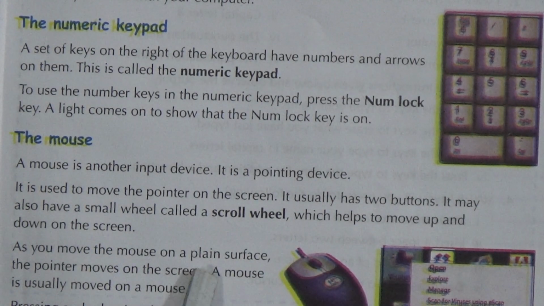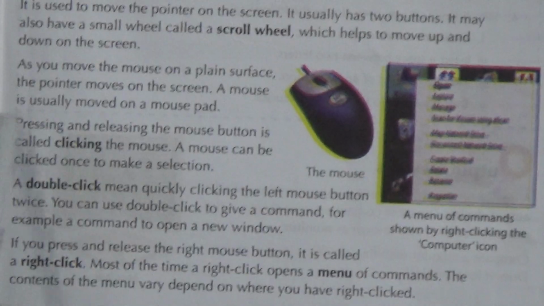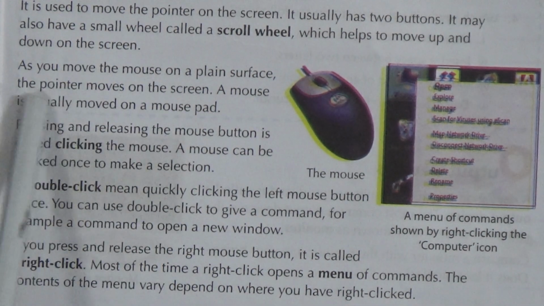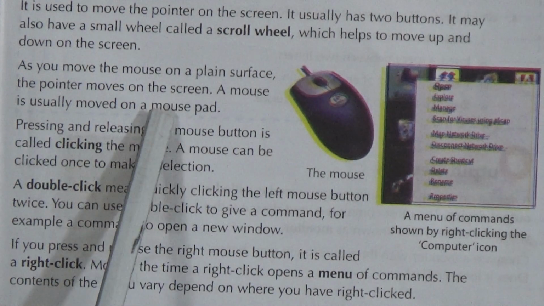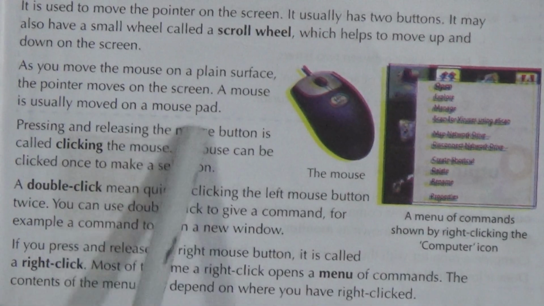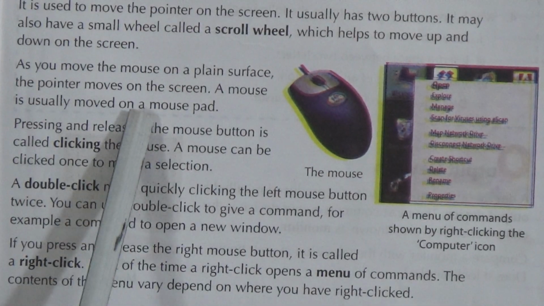As you move the mouse on a plain surface, the pointer moves on the screen. A mouse is usually moved on a mouse pad. So if you move the mouse, the pointer also moves on the screen. And usually the mouse is kept over a mouse pad and over the mouse pad you can move the mouse.